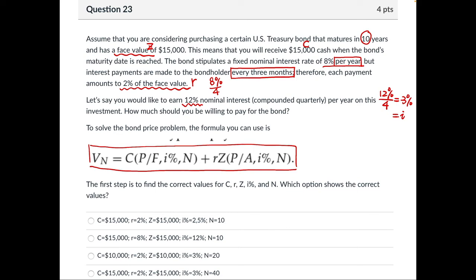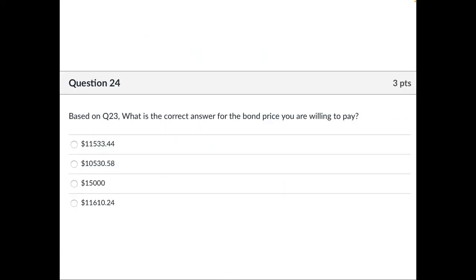And what is the number of interest periods? Because in 10 years, you're gonna have how many quarters? It's 10 times 4, which is 40. Okay, so N is 40. All right, so your correct answer is gonna be this one. And then you just need to substitute the letters with the numbers, okay? And then your final answer is gonna be this one.